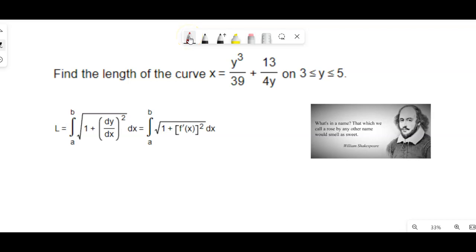All right, class, let's look at another arc length example. This one, though, we have x solved in terms of y. And again, our arc length formula that we use has f prime x and dy dx.